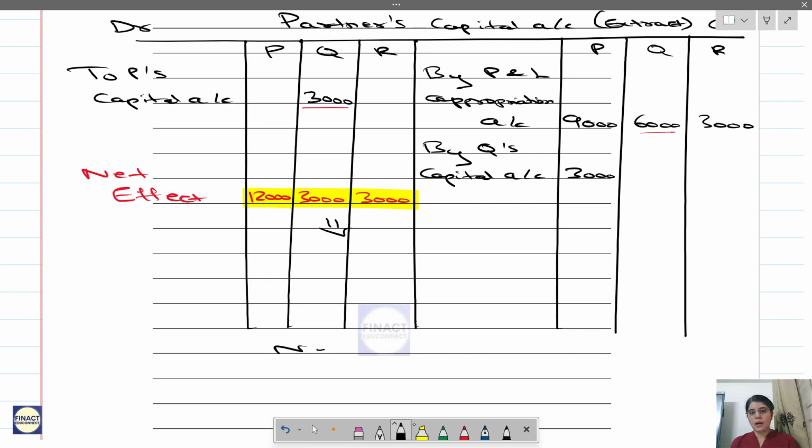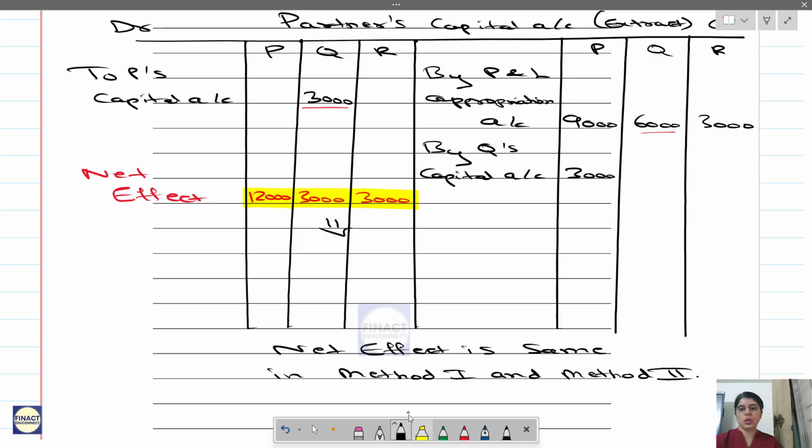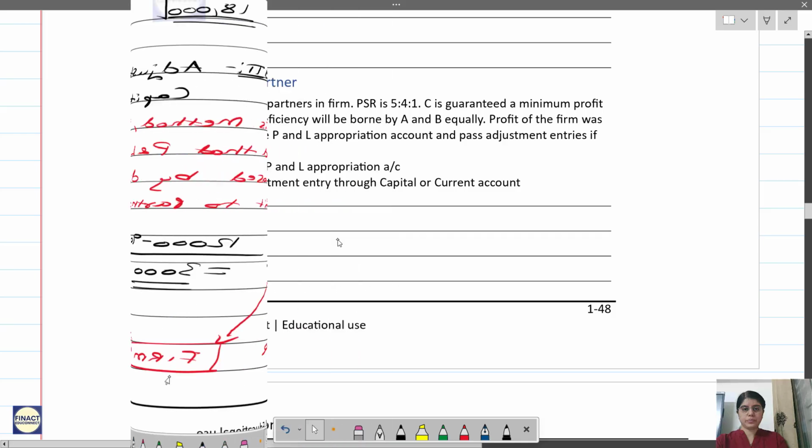Yes, ma'am. So just write this. Net effect is the same in method 1 and method 2. Okay, just write this.